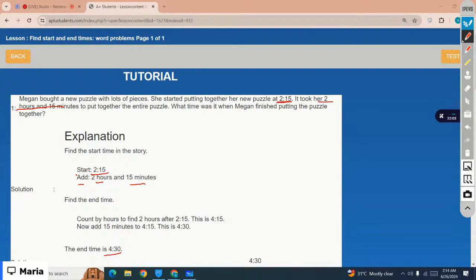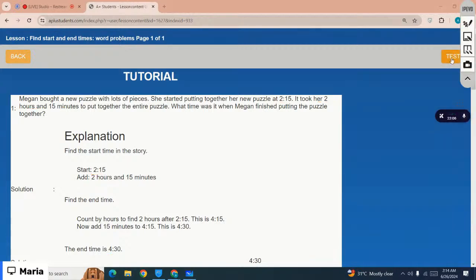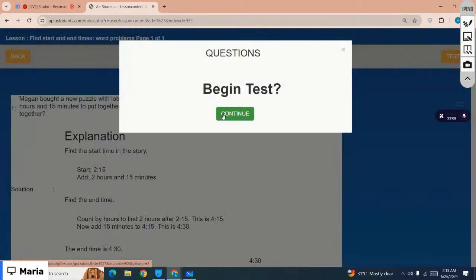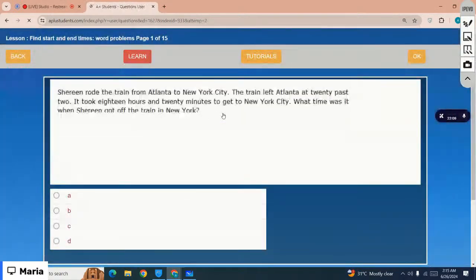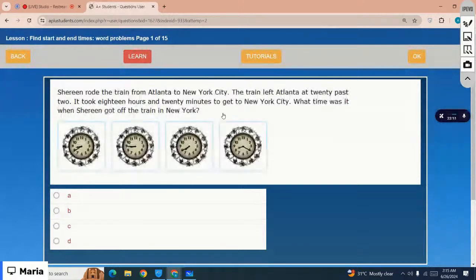Okay, let's just start with the test questions. Shireen rode the train from Atlanta to New York City. The train left Atlanta at 20 past 2. It took 18 hours and 20 minutes to get to New York City. What time was it when Shireen got off the train in New York?